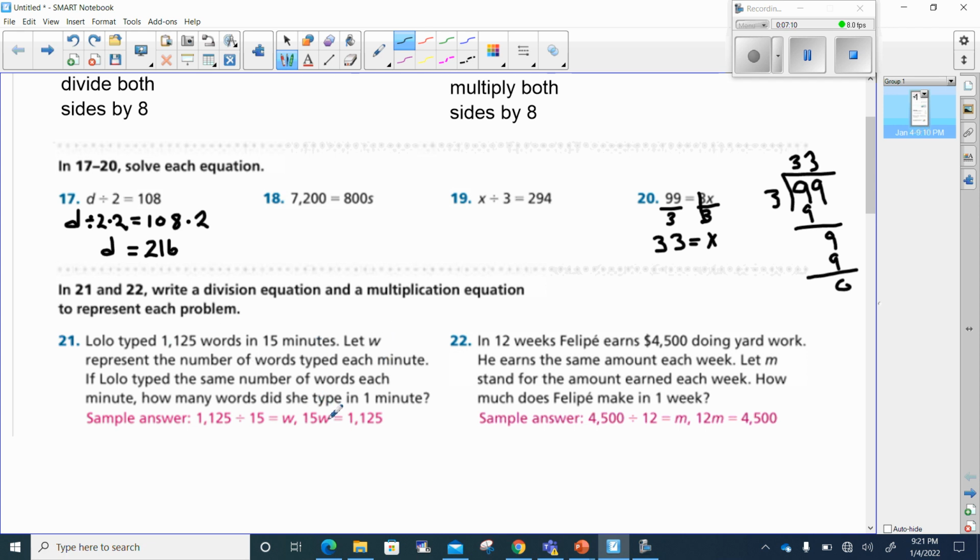Or you could say 15W, because if I multiply 15 to this side, that means I would have to multiply 15 to this side. That would give me 15W. Now, 15 divided by 15 is going to give me 1, and 1 times 1,125 will give me 1,125. And 15 times W will give me 15W. For number 22, I'm going to let you word that out yourself, but it's pretty much the same as what we did over there.